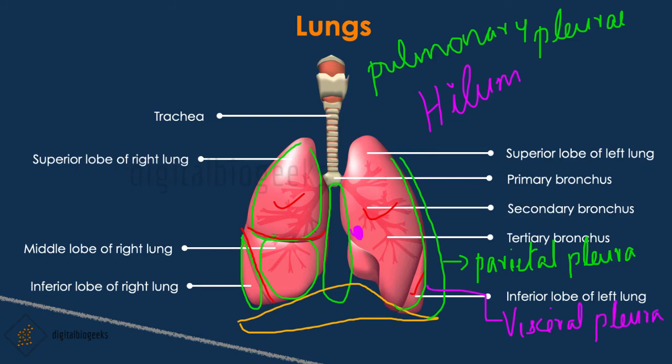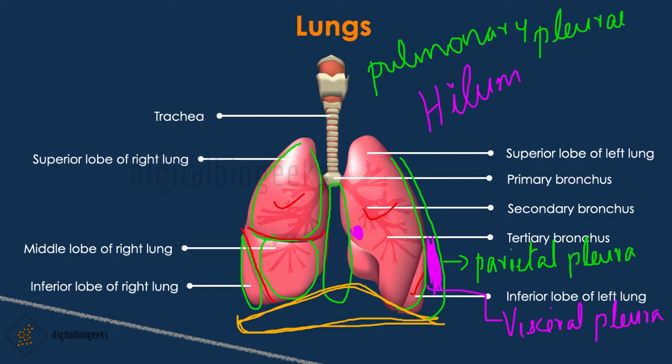And there is a cavity in between the pleurae, which is known as the pleural cavity, which is filled with pleural fluid. This pleural fluid acts as a lubricant, and it helps the pleurae to slide against each other during the respiratory movement. The diaphragm is an internal skeletal muscle that extends across the thoracic cavity. It separates the thoracic cavity and the abdominal cavity and plays a very important role in respiration.